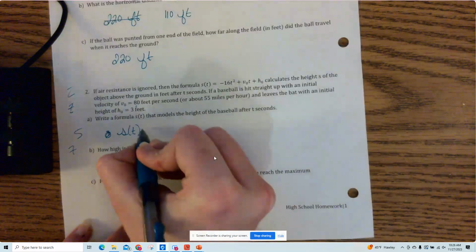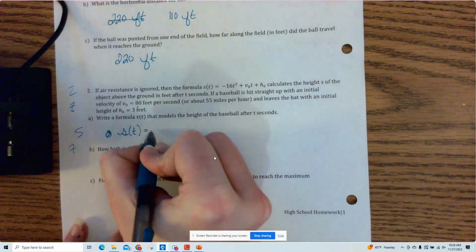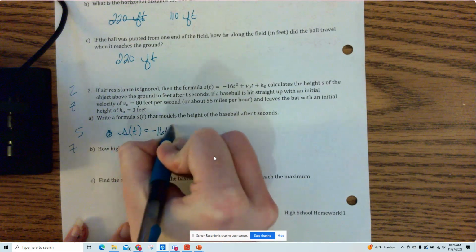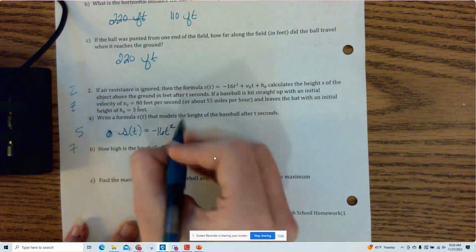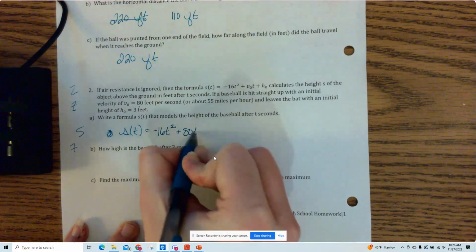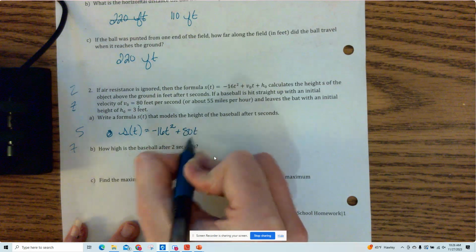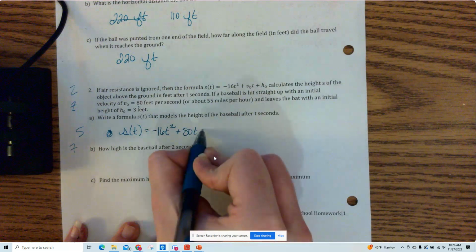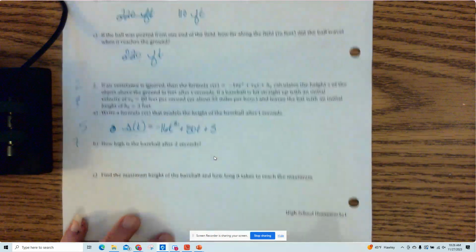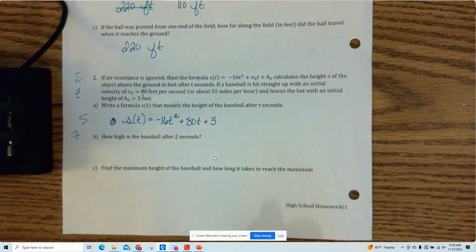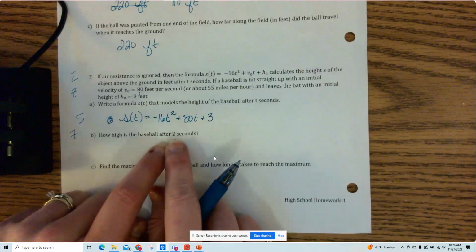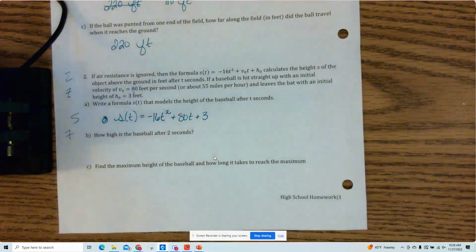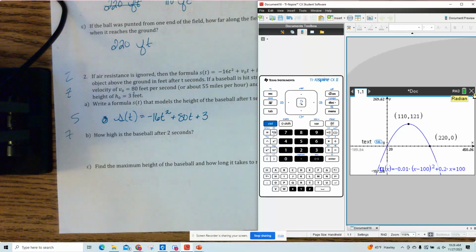Okay, anyways. So, gravity velocity, or the gravity constant it's giving me. Original velocity is 80. And that's the B value. So there's a T that goes behind that. And then the constant is the height that it starts, plus 3. All right. How high is the ball after 2 seconds? So we can graph this and we can find everything that we need.